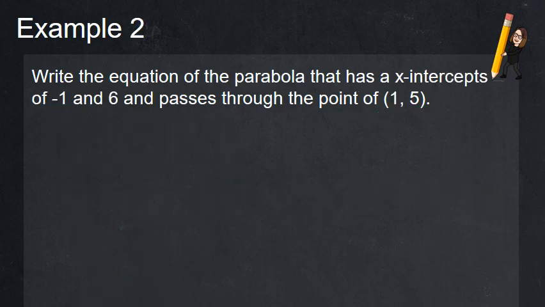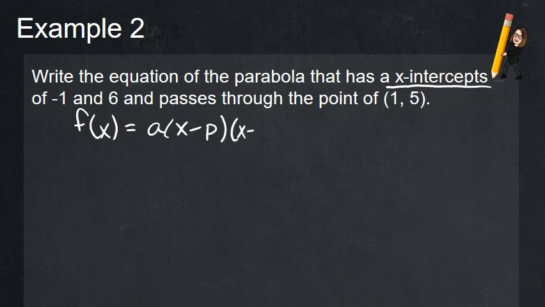All right, example 2, we want to write an equation of a parabola that has x-intercepts of -1 and 6 and passes through the point (1, 5). So key thing here, x-intercepts. So I want to use intercept form. So that looks like a(x - p)(x - q). Now in this case, I have -1. So that's going to look like a +1 inside those parentheses, right?